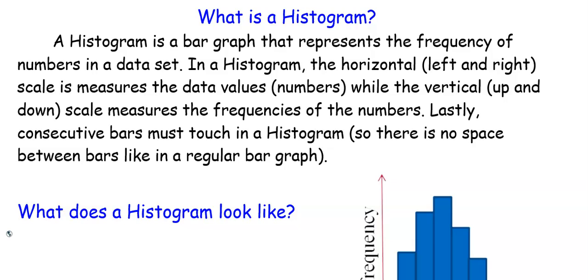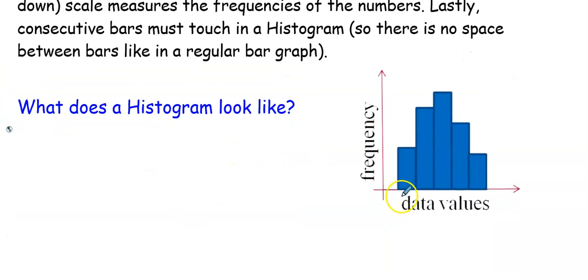Okay, histograms. This is going back kind of to 4.1 with bar graphs because they are related to a bar graph. They look very similar, but there's a slight difference. A histogram is a bar graph that represents the frequency of numbers in a data set. But in a histogram, the horizontal, the left and right scale, is a measure of the data values. Numbers, very important. While the vertical, up and down, measures the frequencies. Lastly, the bars must touch. So there's no space like a regular bar graph because these numbers are a range of data. Okay?